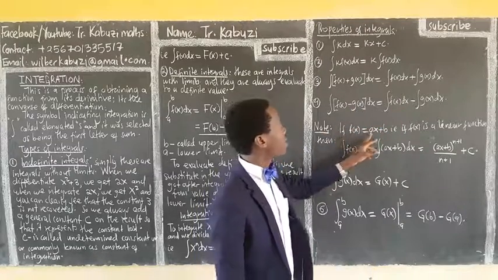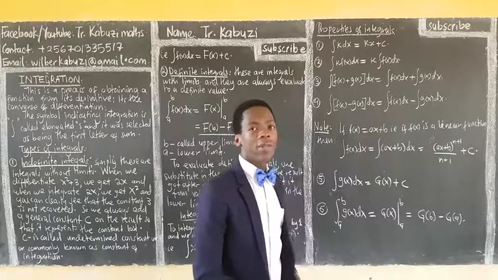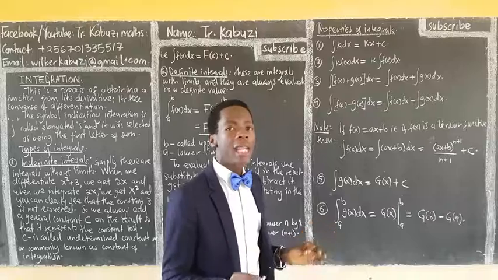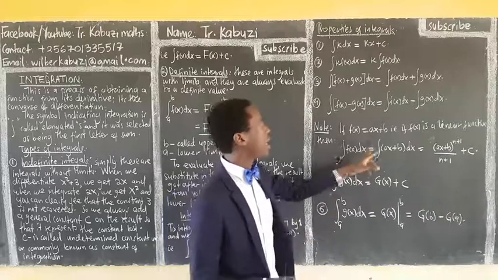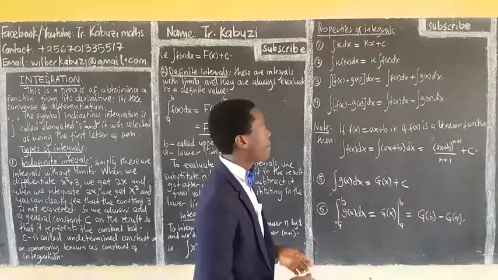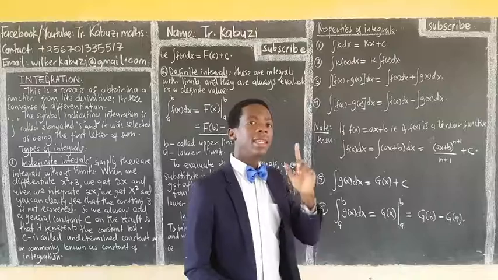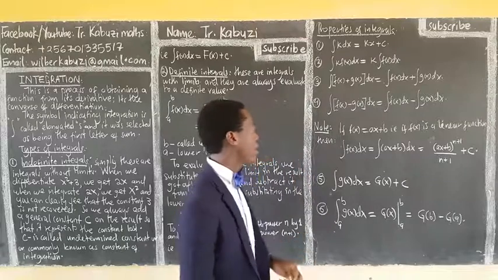Note, if f of x is equal to ax plus b, these are what we call linear functions. Why do we call them linear? Because the highest power on the variable is 1. You know lines, mx plus c. The highest power on variables x and y is 1. That's why we call them linear functions.